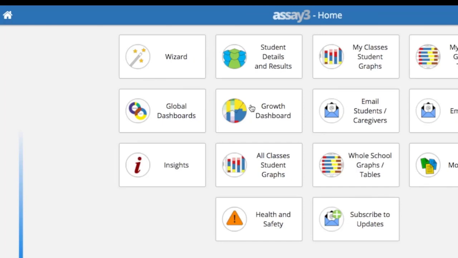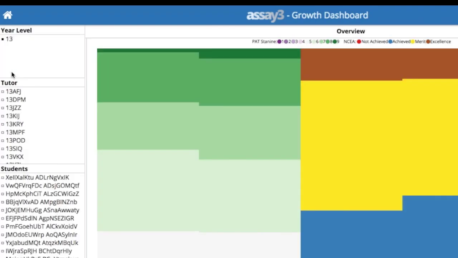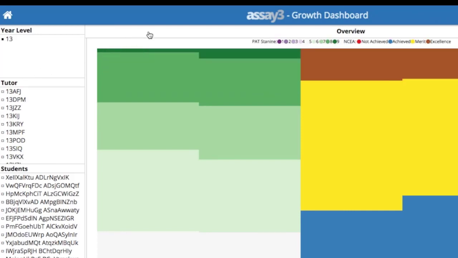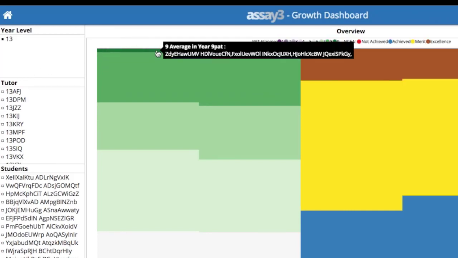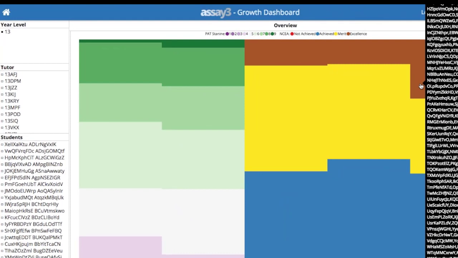The other thing we can do is we can come and have a look at this growth dashboard. If we have a look at our Year 13 cohort, what this allows us to do is see which students were achieving at each of these levels. So we can see these students here got an average of 9 in the Year 9 PATs, and so far these students here are sitting on an excellence average.